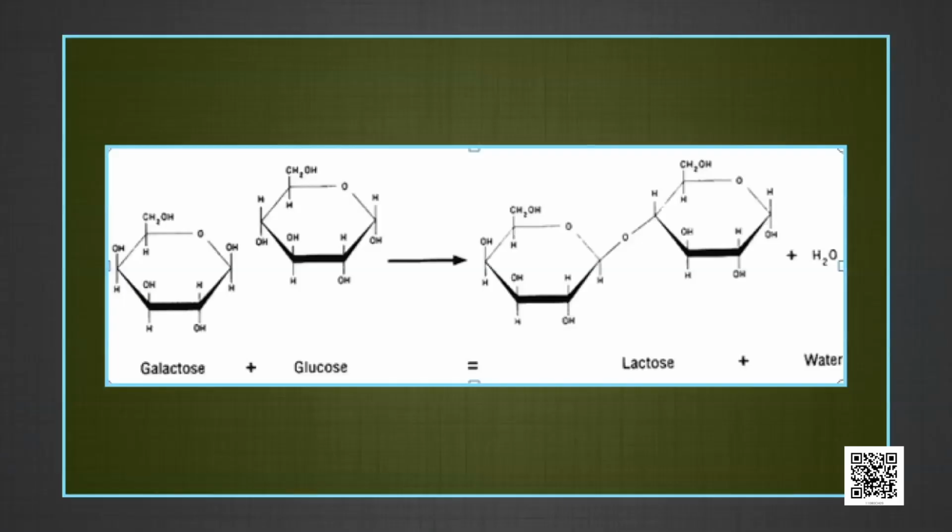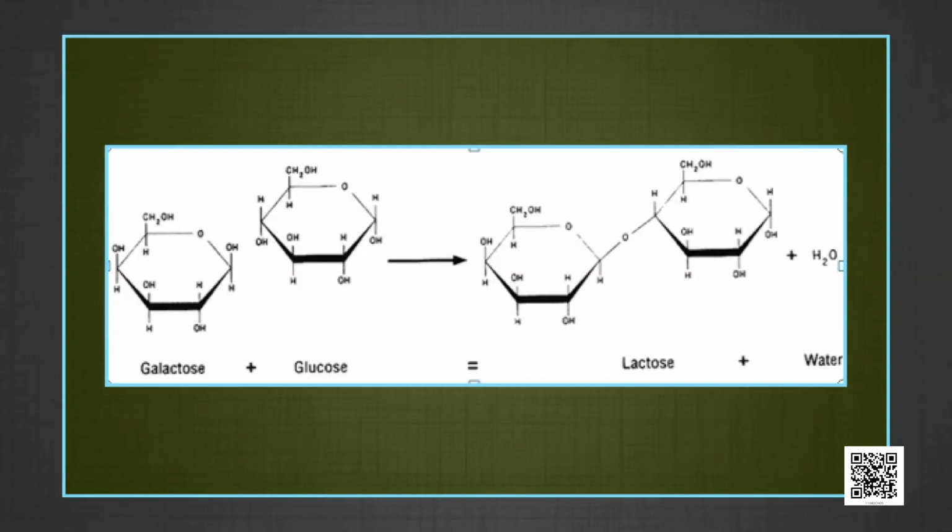Here is a picture depicting the structure of lactose. In lactose, one monosaccharide is galactose and the other is glucose. As I already have told you, in galactose the OH group at the fourth carbon differs from glucose. In this diagram, the carbon carrying the OH group is on the upper side in galactose, and in glucose the OH group on the fourth carbon is below.